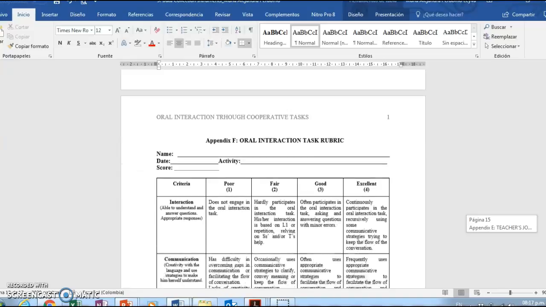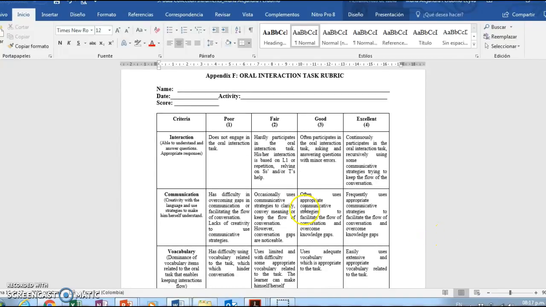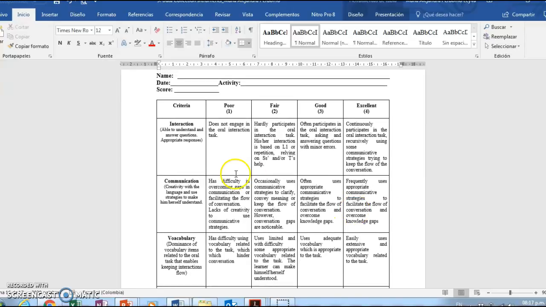And to finish, the final instrument is recordings, which are going to be assessed through an oral interaction task rubric. The recordings are going to be the oral tasks recorded in the final task for the lesson, which is an oral task performed through a cooperative learning technique.